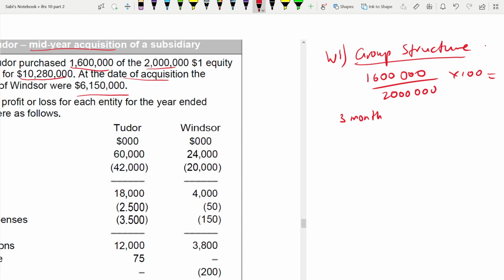3 months pre-acquisition, that means before the acquisition 3 months went. So you don't have to consolidate the first 3 months, but the next 9 months you have to consolidate everything. You have to apportion it to 9 months.